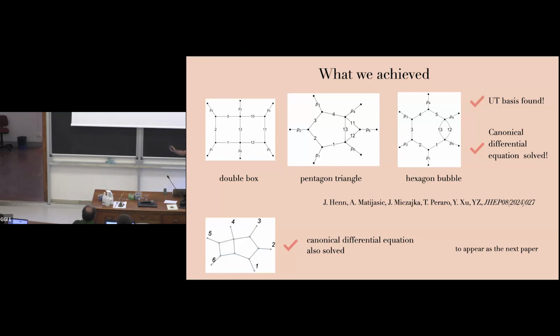But this is not the end of the story. I had some diagram which I didn't list, which is a pentagon. For this one we can also set up the canonical differential equation, but we didn't. We just got the cut solution yet, not the full solution. But that one, if you try to do AMFlow, it will be more complicated. Okay, so this is what we achieved.